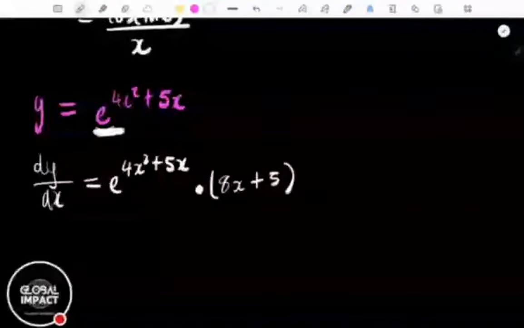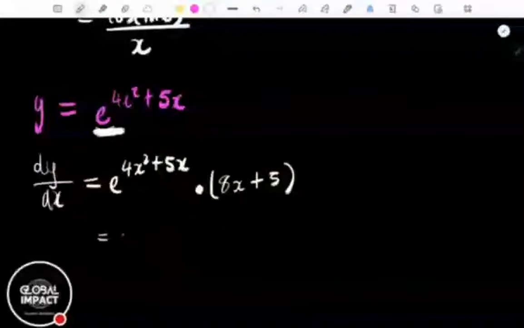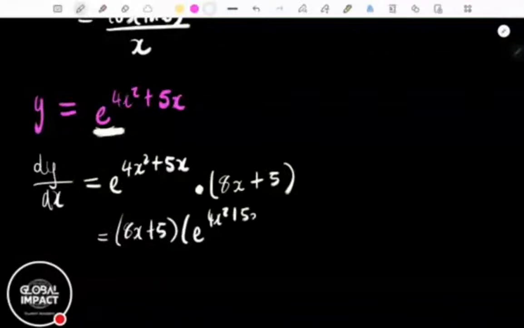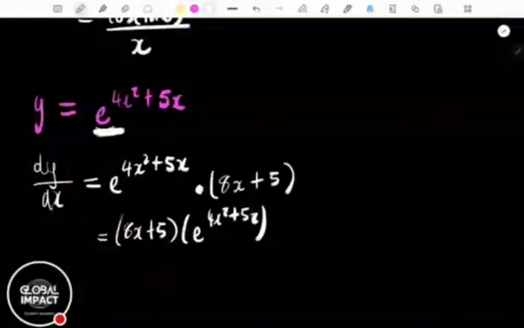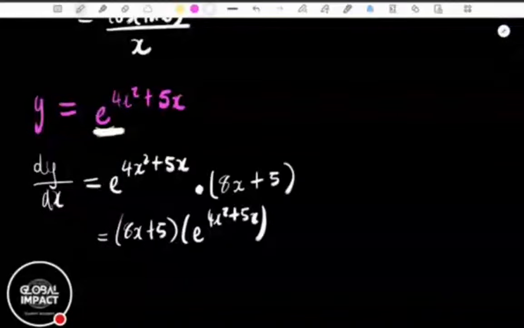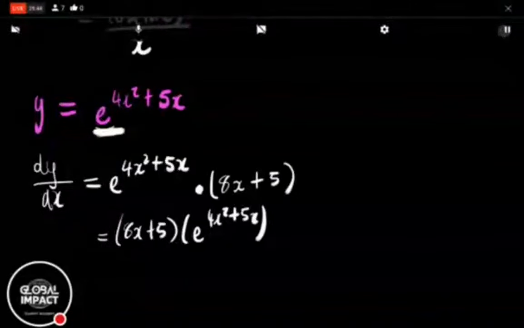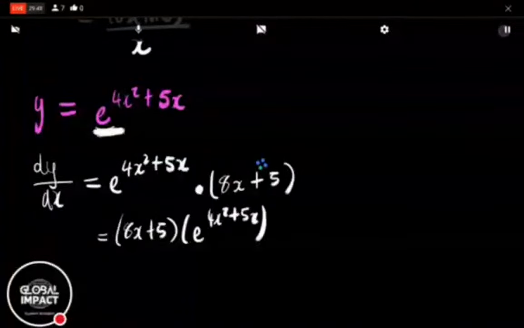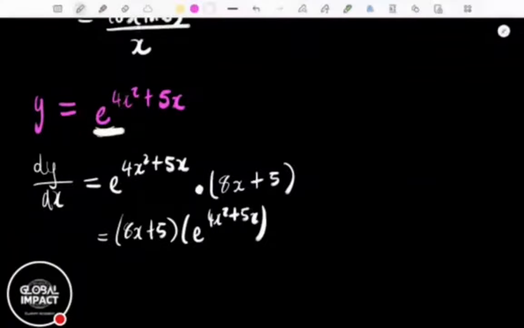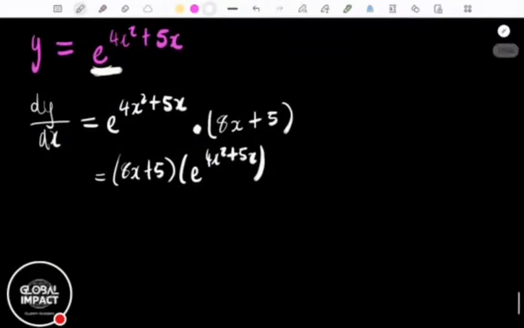Okay, so this is what we have. So you can say 8x plus 5 multiplying e to the 4x squared plus 5x. This is exactly what it is. Here is the derivative. This is the chain rule. Chain rule you apply to composite functions. Come on, don't make a mistake here. This is the type you are going to get. I promise you.